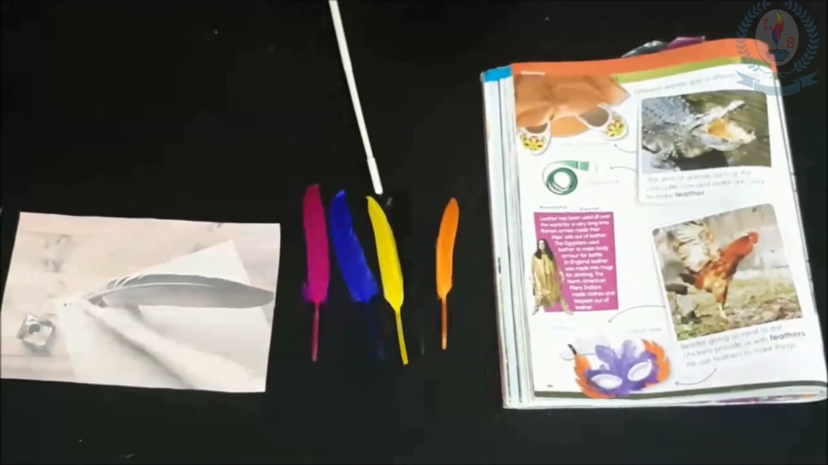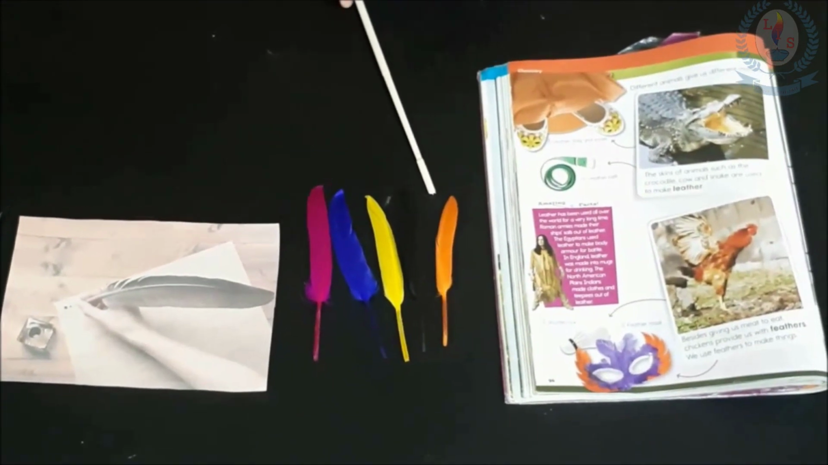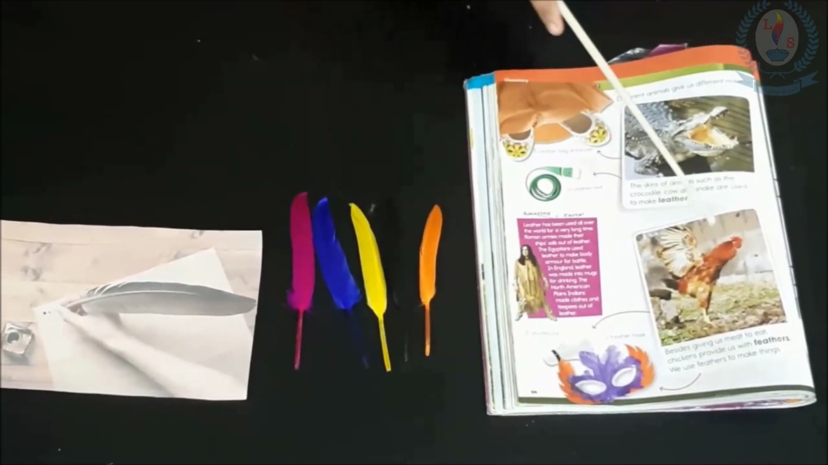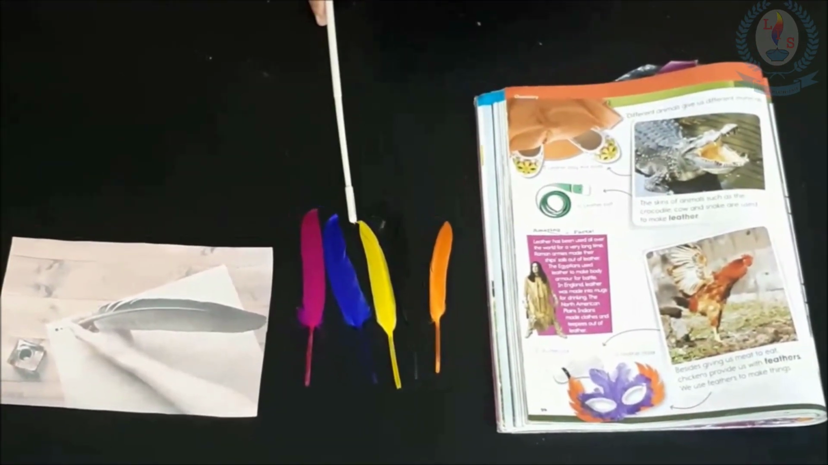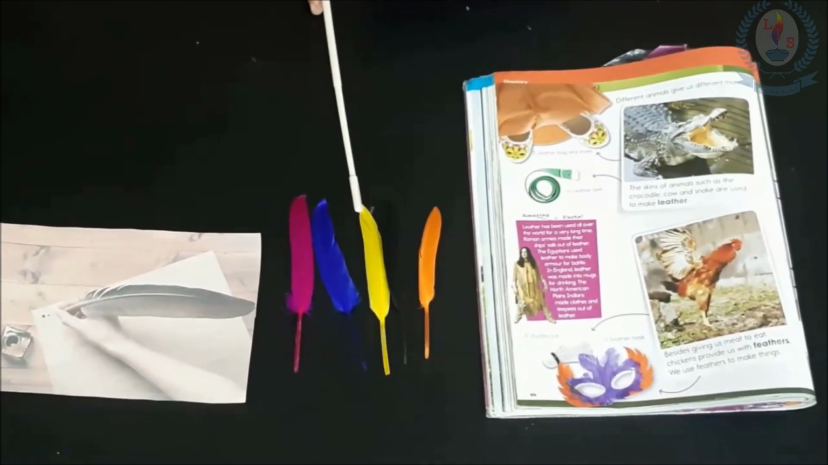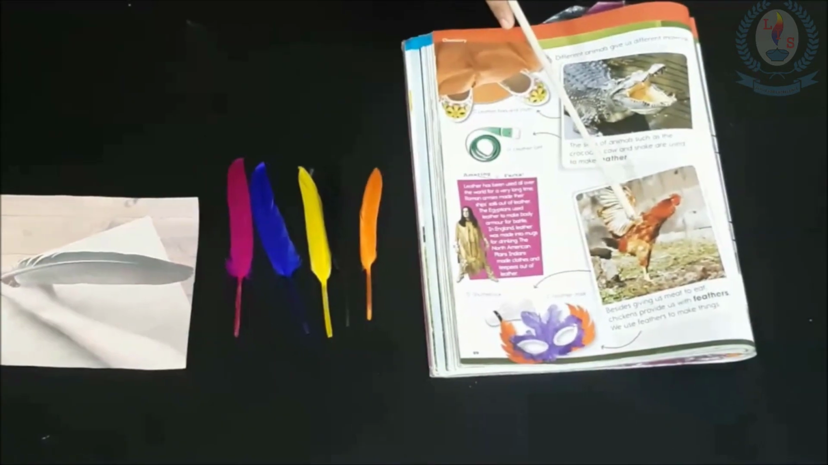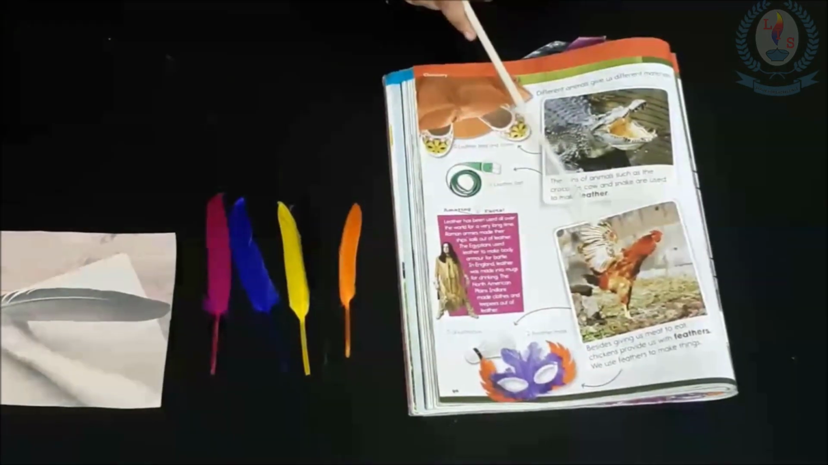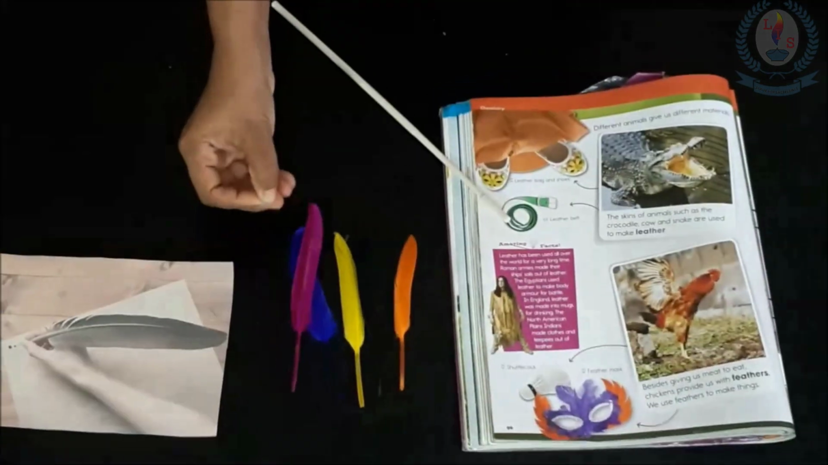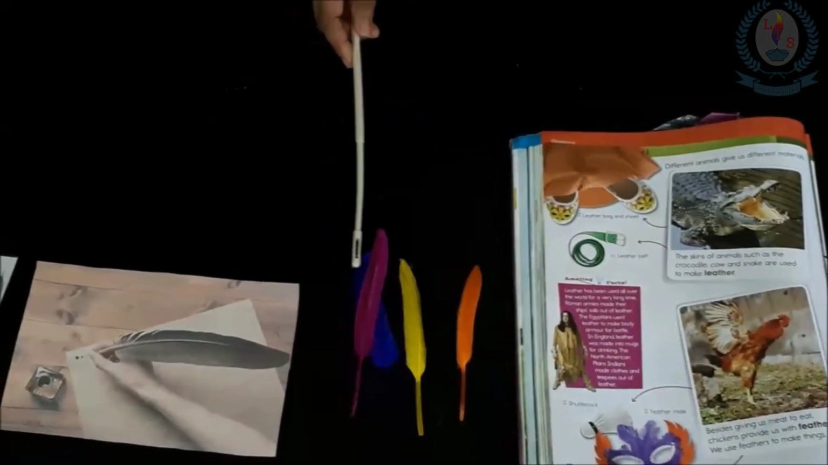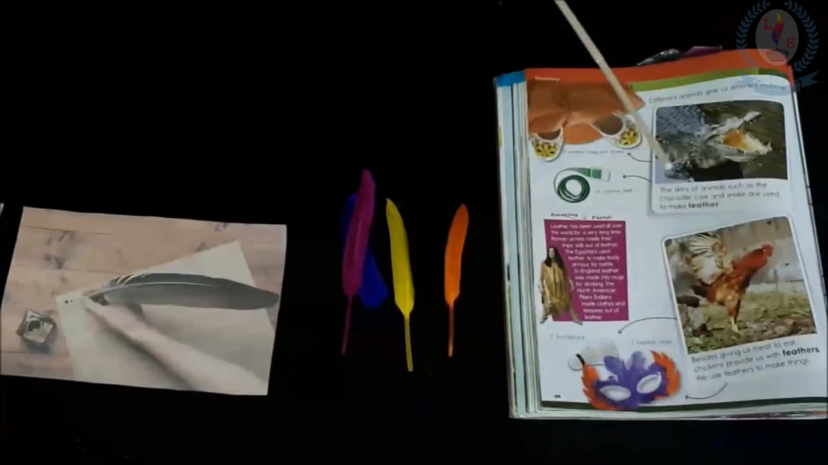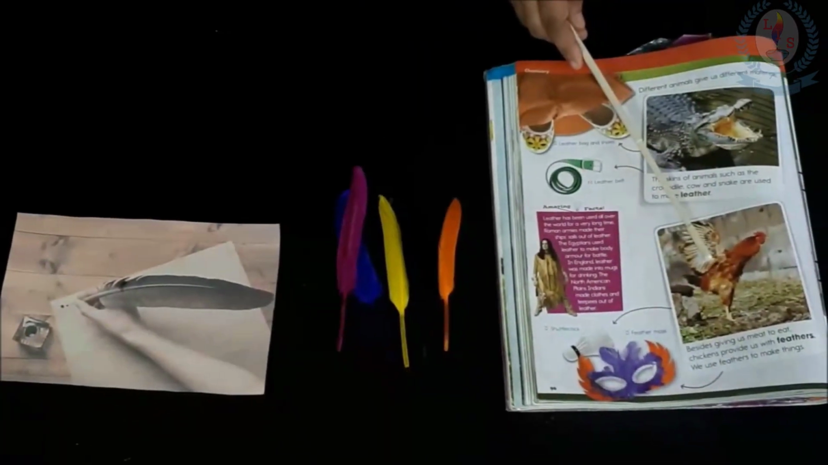Now let's learn about feathers. As we all know, only birds have feathers. Feathers keep birds warm by trapping their body heat. Feathers are very light. Feathers reduce the bird's body weight, so they need less energy to fly.